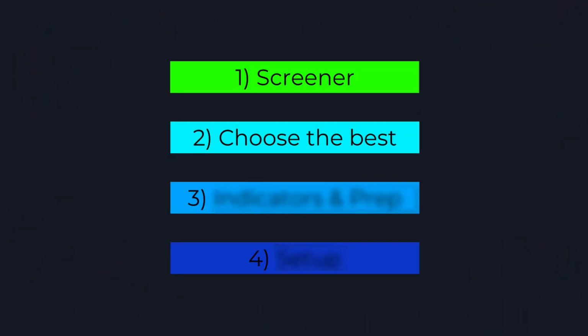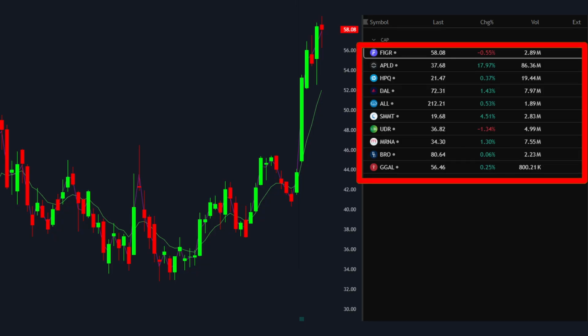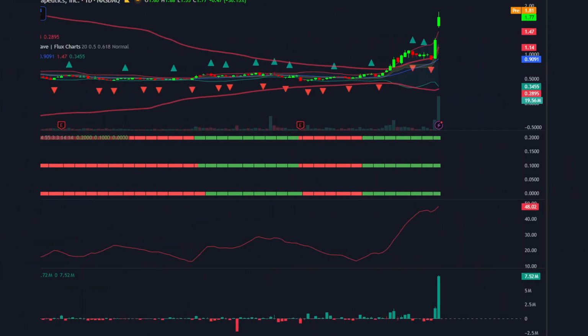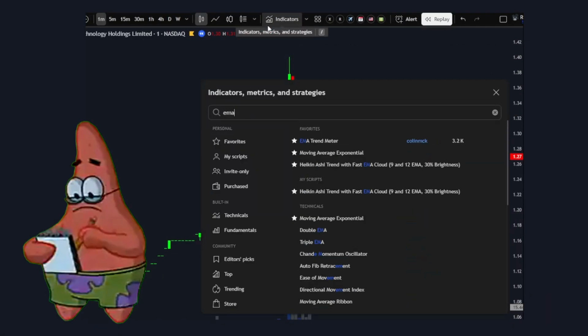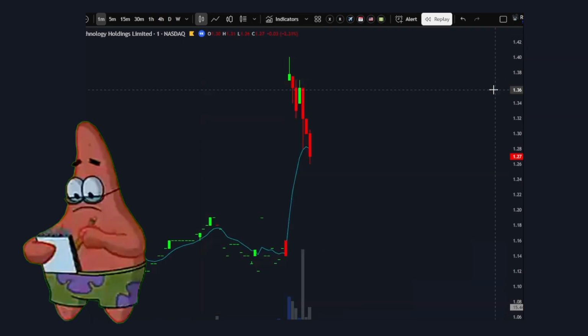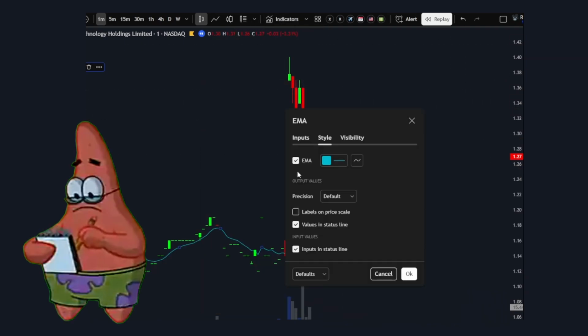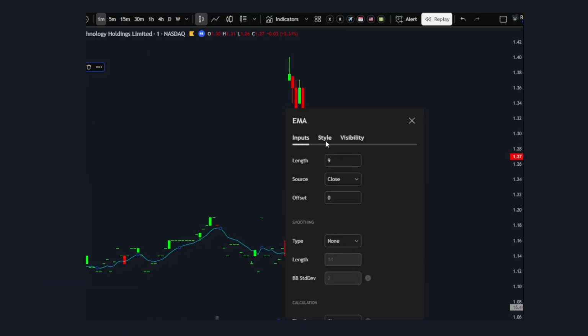The third step is to prepare for the open, and that means to load your charts, make a watch list with your top picks, and put the right indicators on there. But not these. For this setup, we'll need the 9 EMA. So click on indicators, type in EMA, and click the first one. Go to the settings, set the length to 9, and if you like, the color to blue.